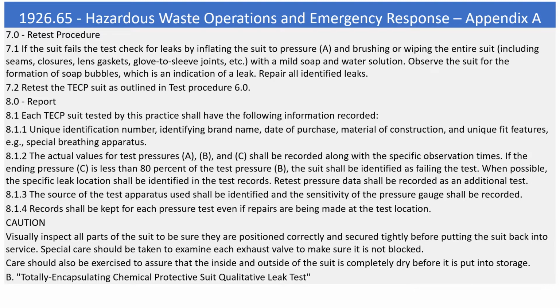7.0. Retest procedure. 7.1. If the suit fails the test, check for leaks by inflating the suit to pressure, A, and brushing or wiping the entire suit, including seams, closures, lens gaskets, glove-to-sleeve joints, etc., with a mild soap and water solution. Observe the suit for the formation of soap bubbles, which is an indication of a leak. Repair all identified leaks. 7.2. Retest the TECP suit as outlined in Test Procedure 6.0.